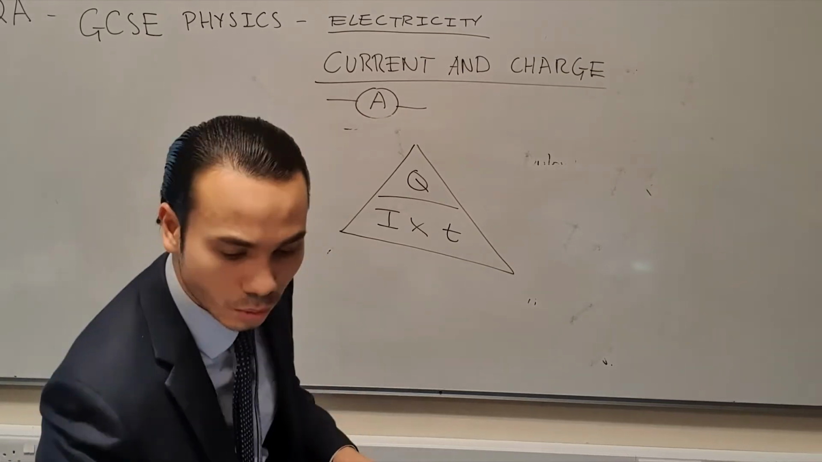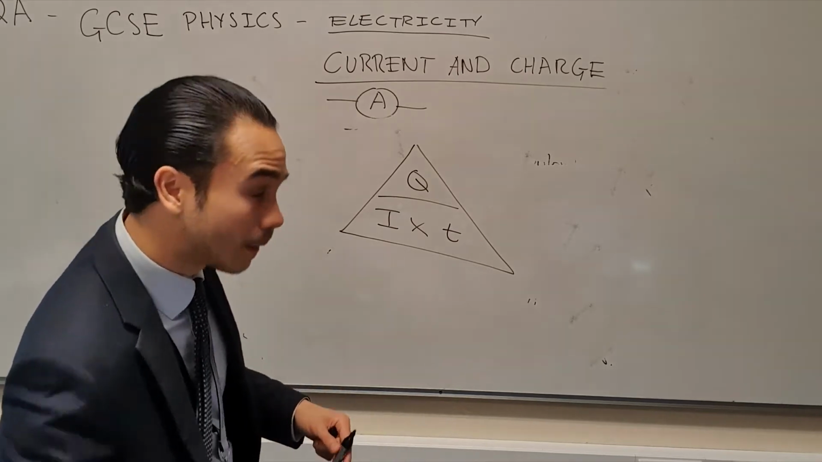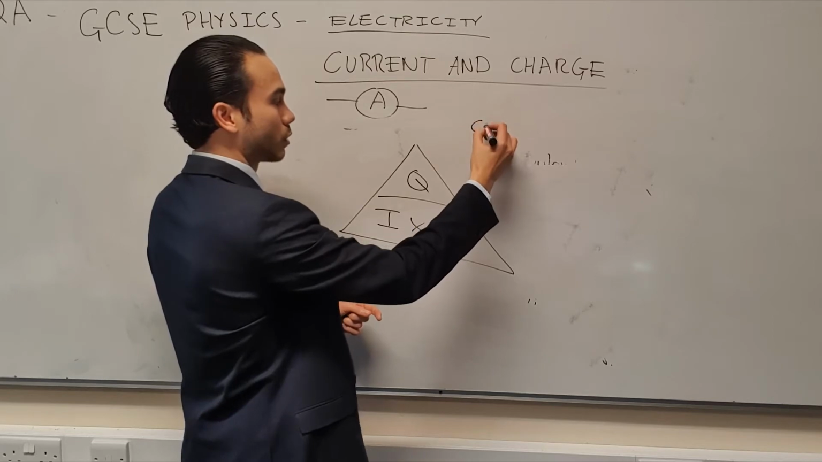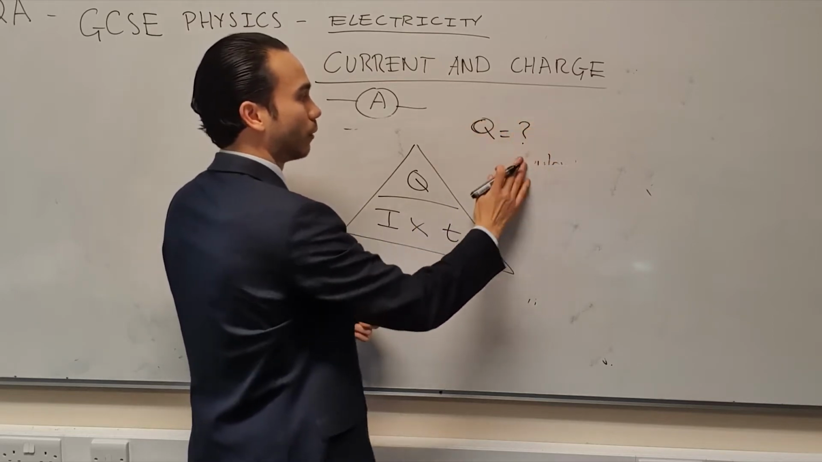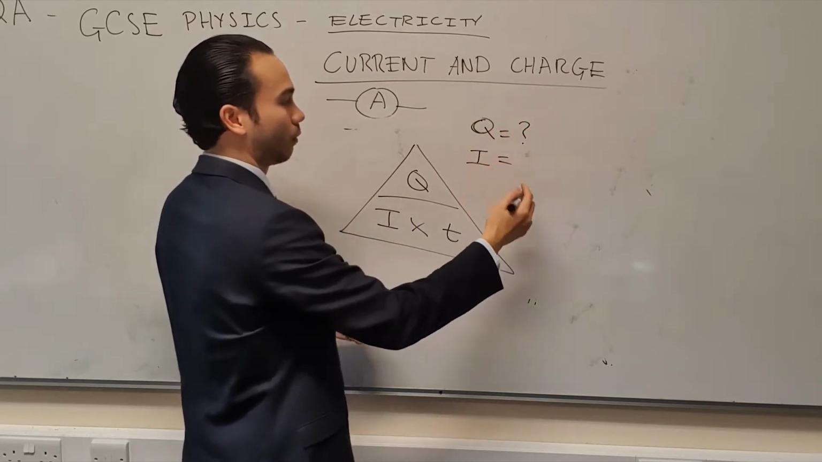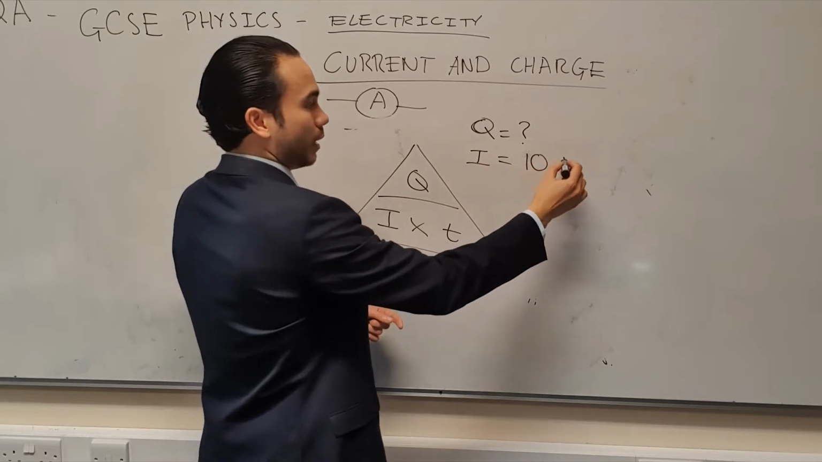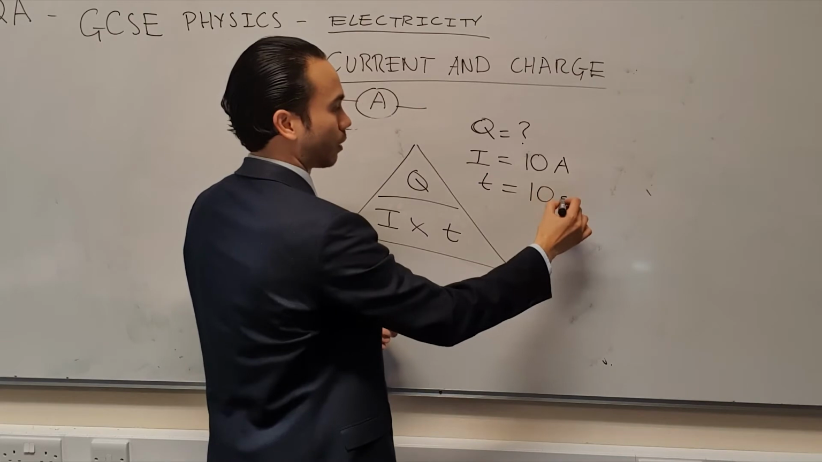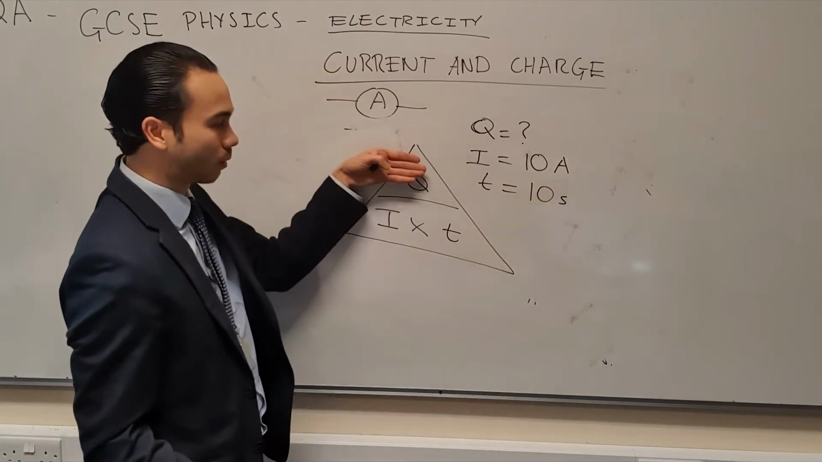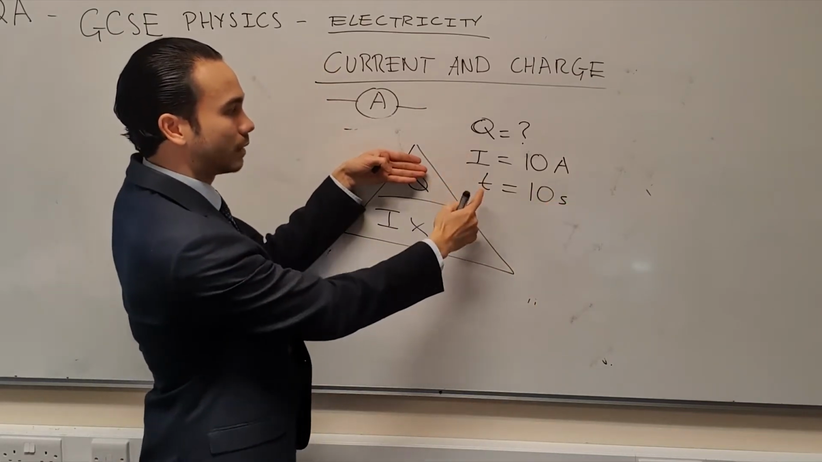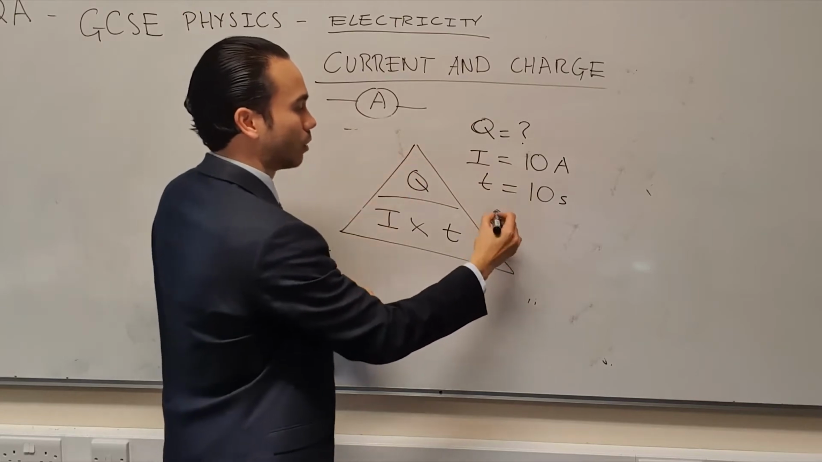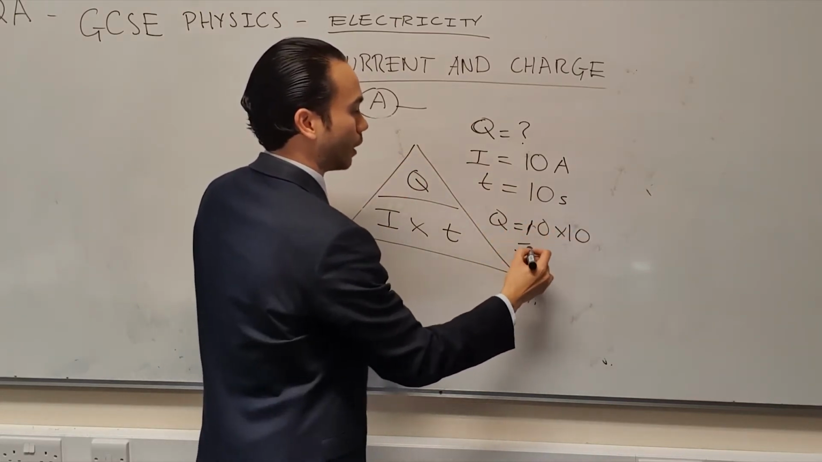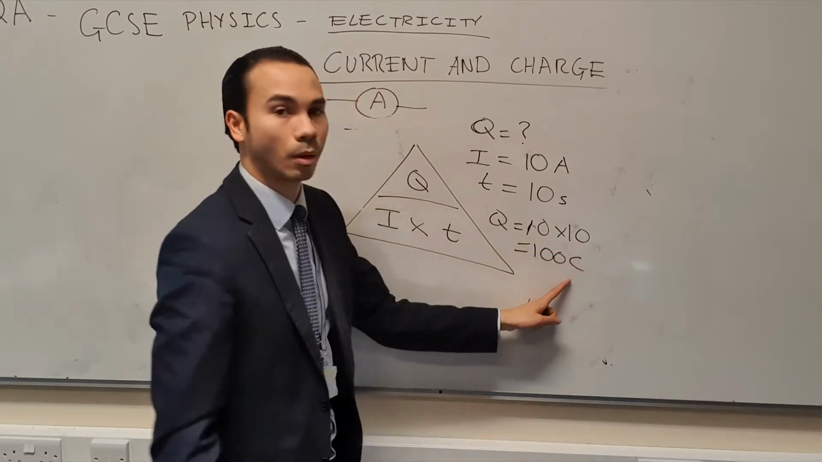Okay, so let's just do a worked example quickly. Let's say I want to work out the charge, so Q is what I want to work out. My current is 10 amps, my time is 10 seconds. So Q, I cover up Q, I times T, 10 times 10. So Q is 10 times 10, that's 100 coulombs.